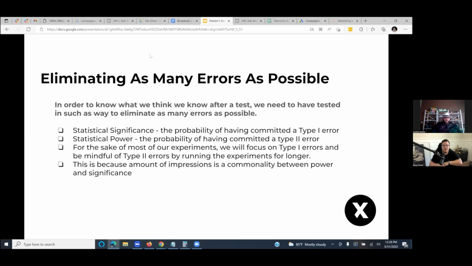Good. So now we're ready to talk about eliminating as many errors as possible, because you now understand what the errors are and why they're bad and why we don't want them, okay? So in order to know what we think we know after a test is done, we need to have tested in such a way as to eliminate those errors that I just showed you. So there are two ways to do that. We have to factor in two things: statistical significance, which is the probability of having committed a type 1 error. Most people stop there, and therein lies the problem. There's also a type 2 error that we have to account for. And so we need to factor in statistical power as well.